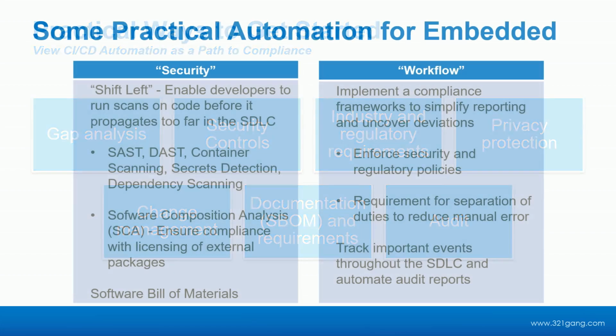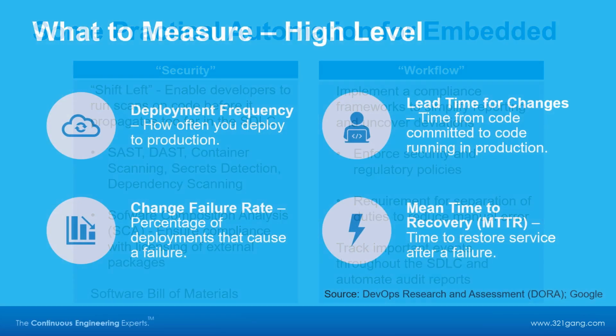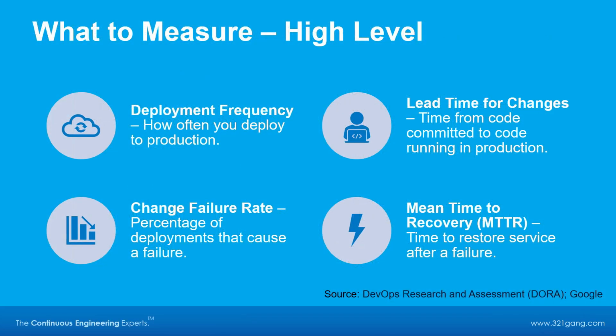Here are a few examples of what we've seen work in embedded teams. Use scripts to wrap legacy tools. Run automated static analysis with each commit. Launch tests in emulators when hardware isn't ready. And generate SBOMs automatically to support compliance. Every small step reduces manual work and improves quality.